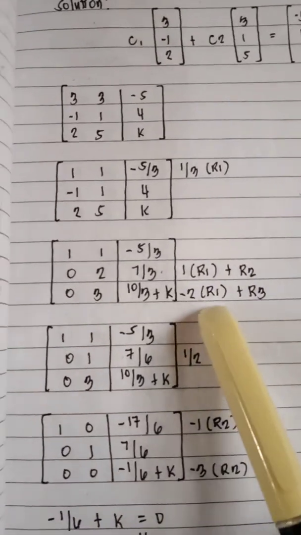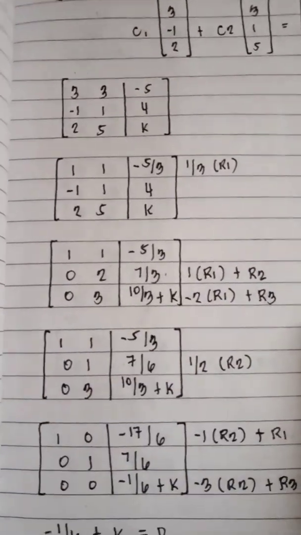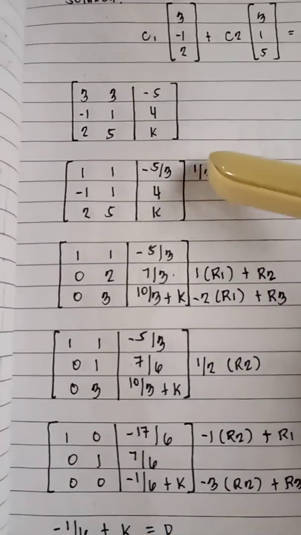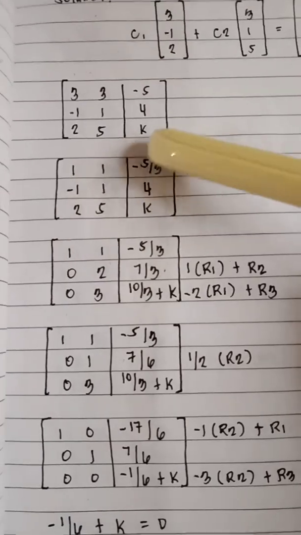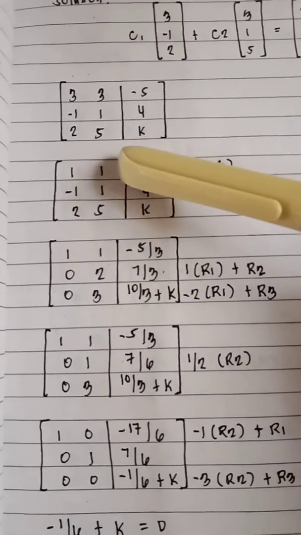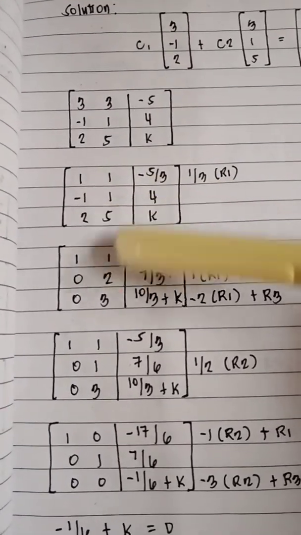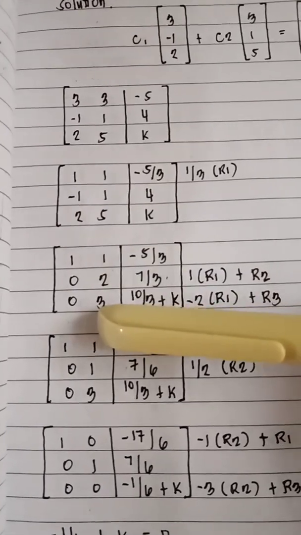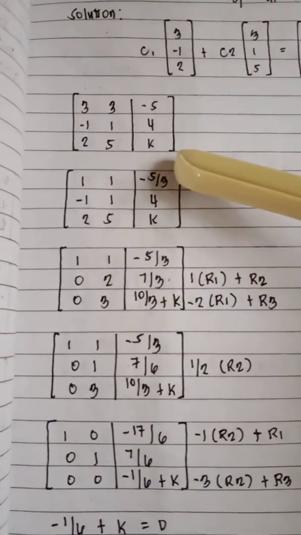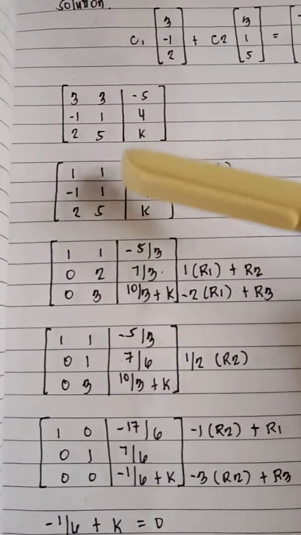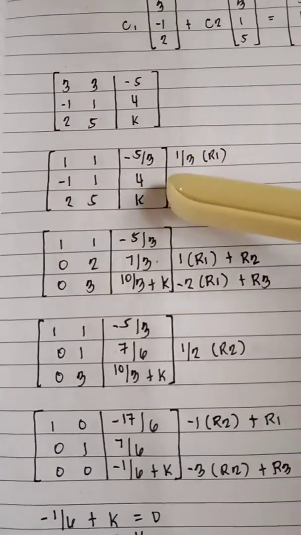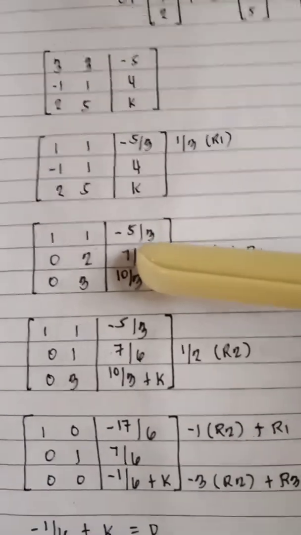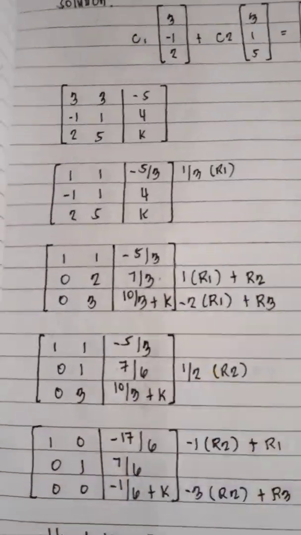In row 3: -2 times 1 plus 2 is equal to 0. -2 times 1 plus 3 is equal to 1. -2 times -5/3, which is 10/3, plus k is equal to 10/3 plus k.